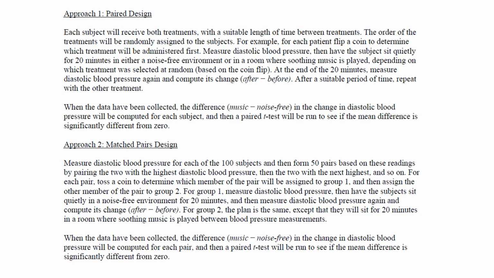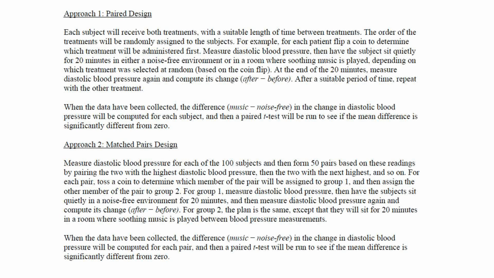Our second approach is a matched pairs design. So we're going to measure the diastolic blood pressure for each of the 100 subjects and then form 50 pairs based on these readings by pairing the 2 with the highest diastolic blood pressure and then the 2 with the next highest, and so on. For each pair, we're going to toss a coin to determine which member of the pair will be assigned to group 1, and then assign the other member of the pair to group 2.